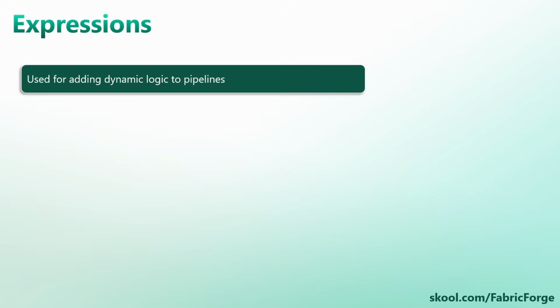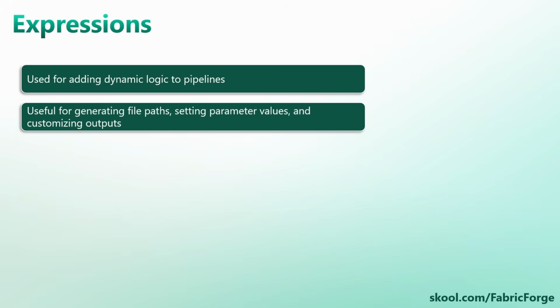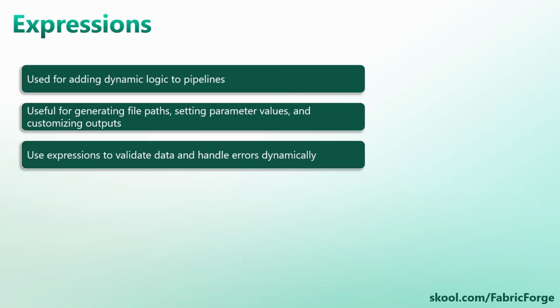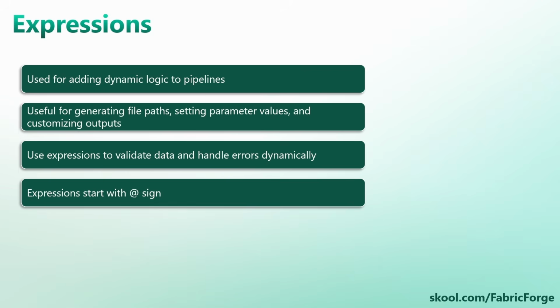Let's first cover a few key points about expressions. Firstly, expressions are used for adding dynamic logic to pipelines in Microsoft Fabric, and they are particularly useful for generating file paths, setting parameter values, and customizing outputs. They can also be used to validate data and handle errors dynamically. Expressions in pipelines start with the @ sign and are most commonly used using the expression builder.